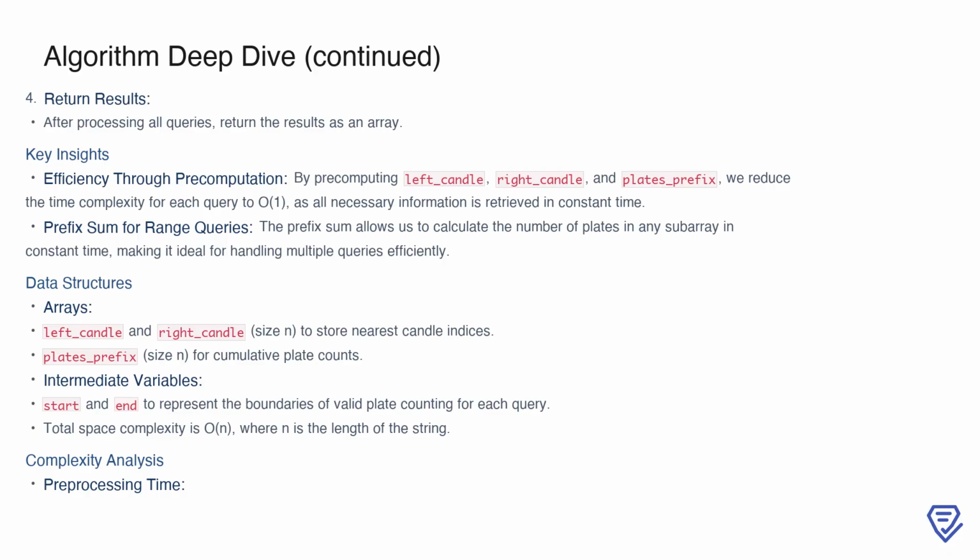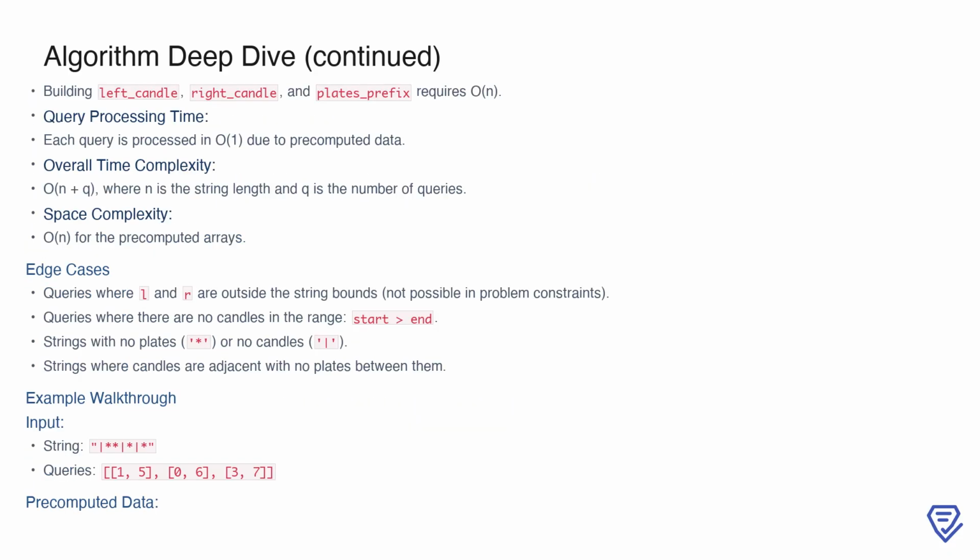Together, these structures ensure that the space complexity remains linear, proportional to the length of the string. In terms of complexity, the pre-processing step involves constructing the left_candle, right_candle, and plates_prefix arrays, all of which require linear time, or O(n), where n is the length of the string. Each query is then processed in constant time, or O(1), due to the pre-computed data. Combining these, the overall time complexity of the solution is O(n + q), where q is the number of queries. The space complexity is O(n), as the pre-computed arrays require storage proportional to the length of the string.